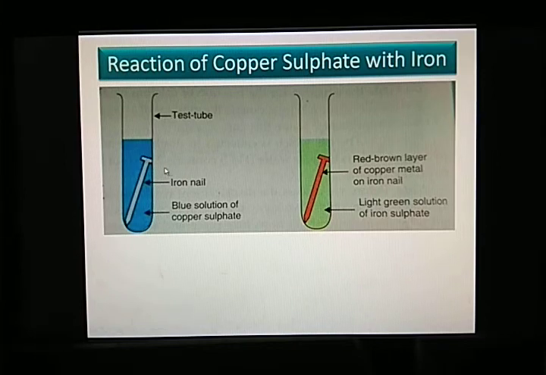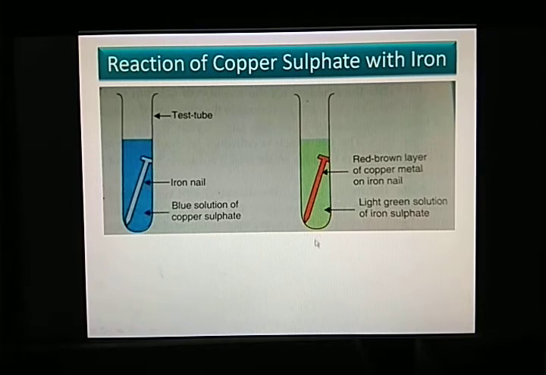Then we will put inside this test tube, where you have placed this copper sulfate solution, a new iron nail, totally new, not an old or rusted one. After placing this iron nail inside it, we'll keep it as it is for half an hour. Then we will see that this light blue solution of copper sulfate will get converted into a light greenish color, and the iron nail, which was before colorless, has turned reddish brown.